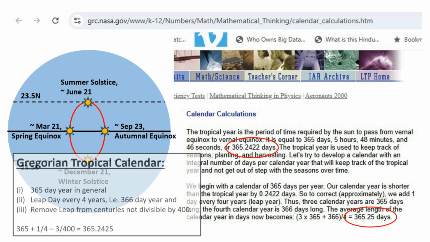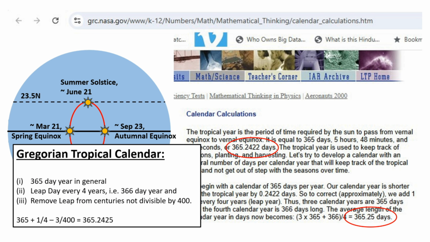So there was another correction made by Pope Gregory. So this is the Gregorian calendar. So this is the algorithm for the calendar. So most of the years it will be 365 days. Every 4 years there will be a leap year. So every 4 years leap year means all the centuries will also be leap years.